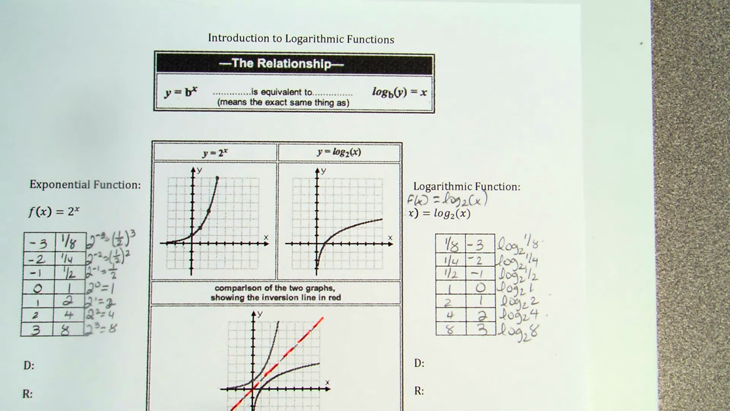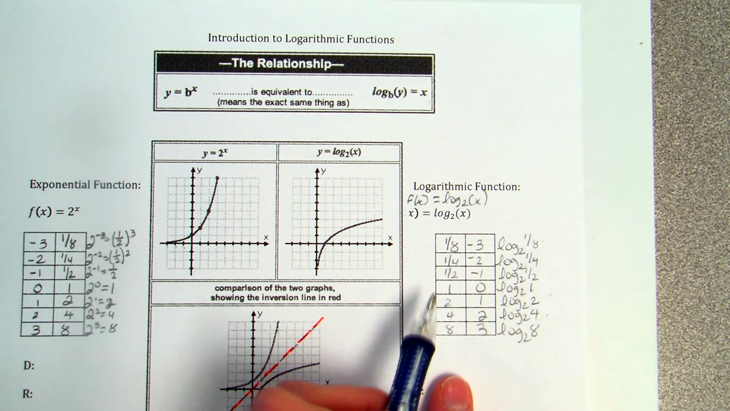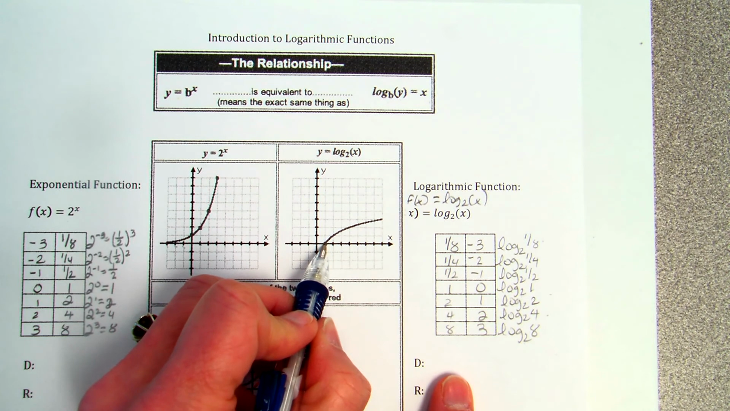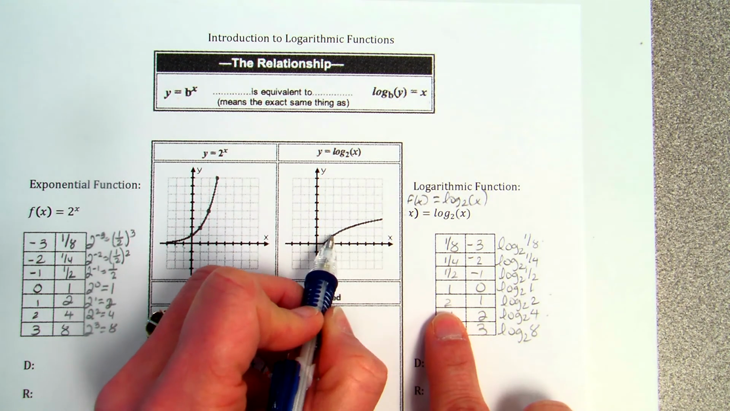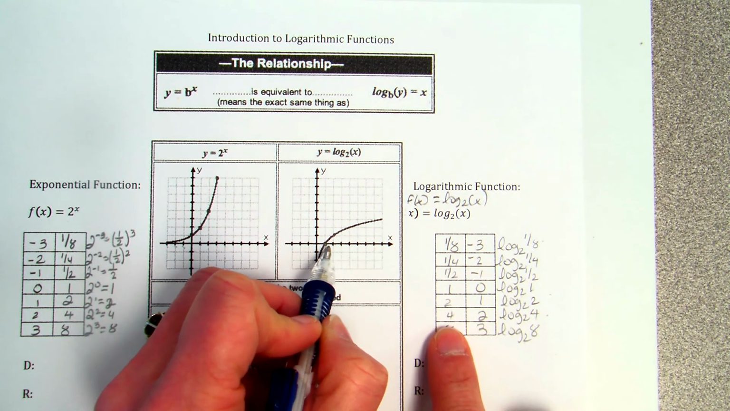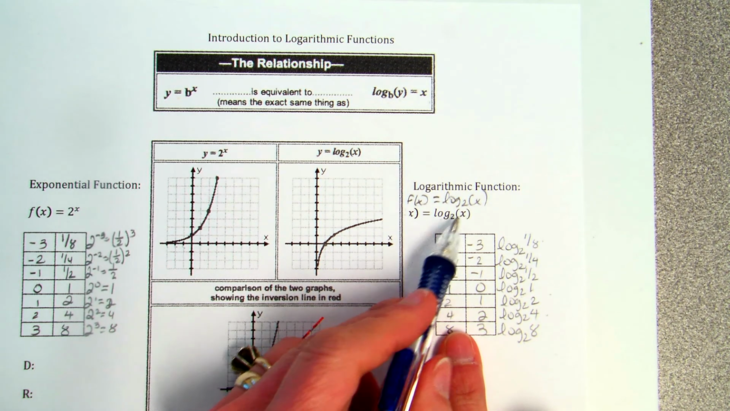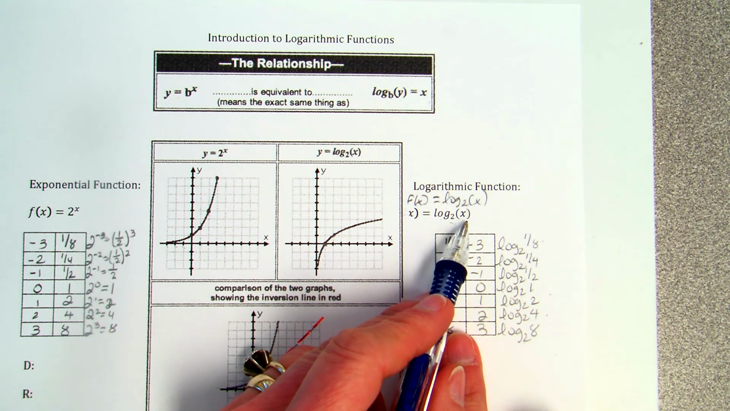Now, if I were to go plot these points, I'm going to start with 1, 0. So if I go over 1, I'm up 0. Over 2, up 1. Over, notice I don't have a 3 in here. Well, log base 2 of 3, 2 to what would get me a 3? There's not anything that we talked about.